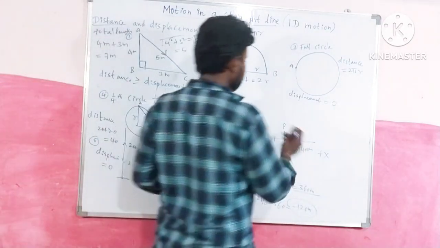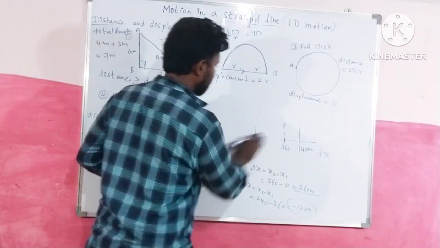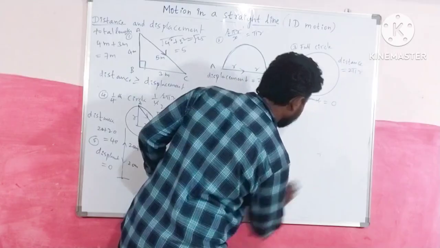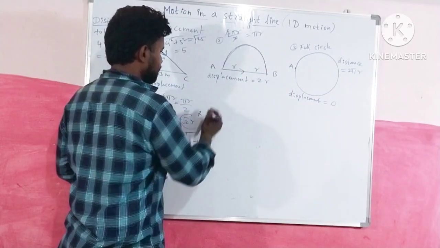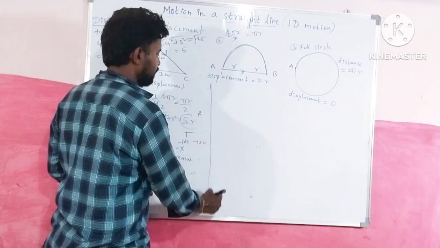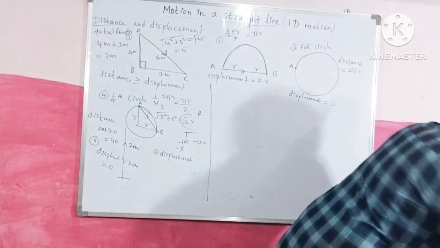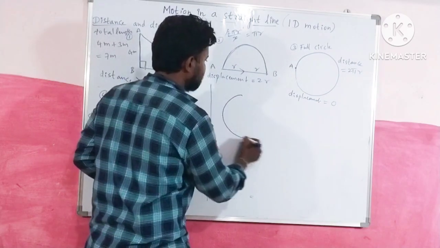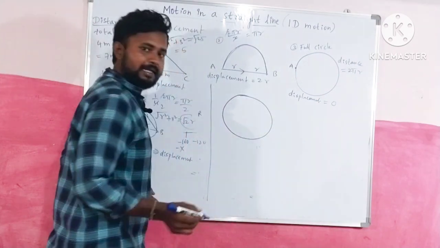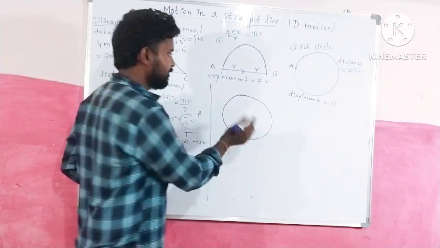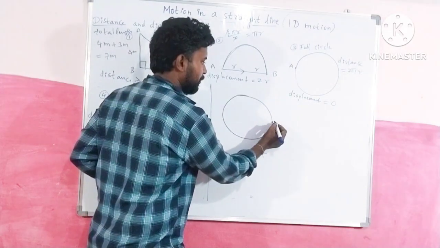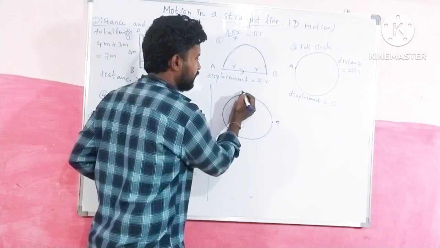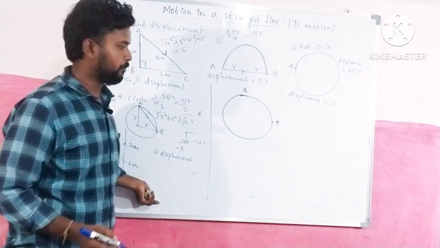Next, there is another case. Look here, I will explain a different case. When a body moves along the circumference of a circle, it completes some length of the arc. Here is a very important application. This is a circle. When a body moves in a circular path, it completes some arc length. The starting position of the body is P, and after some time it reaches a point Q.